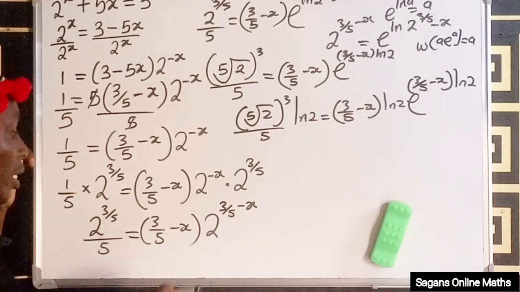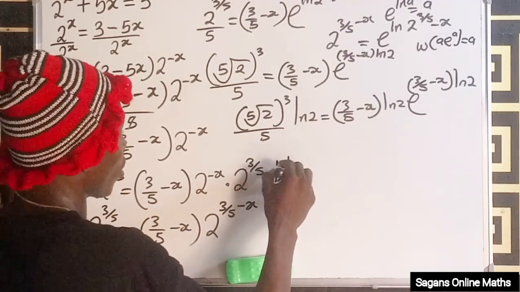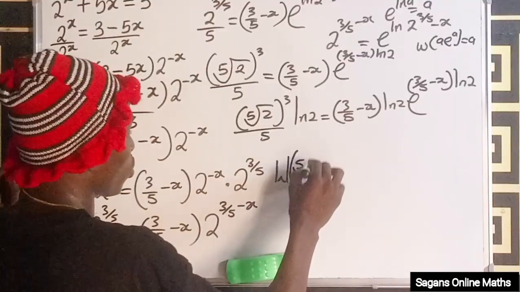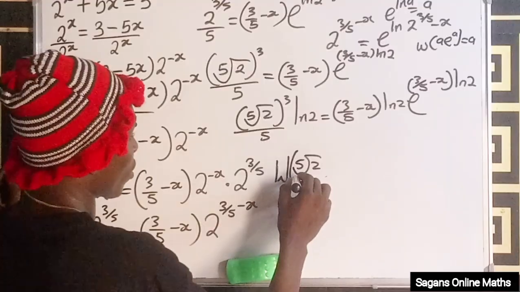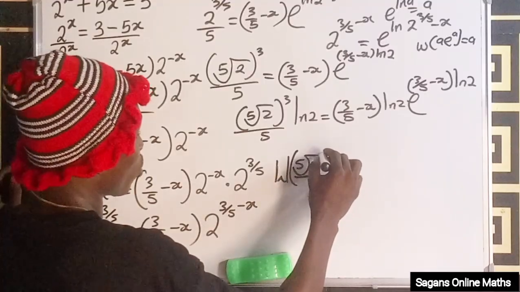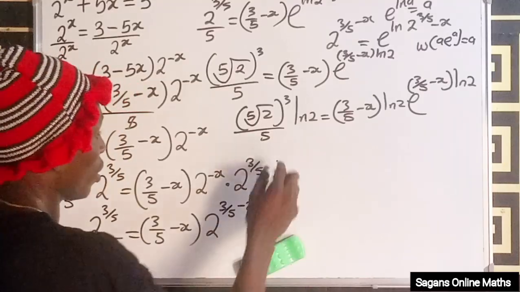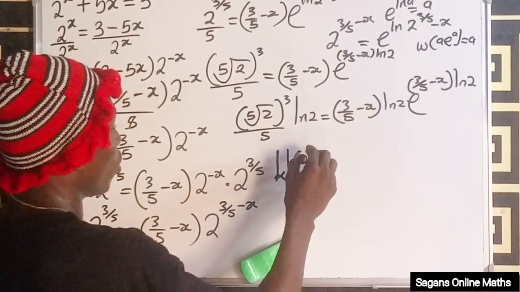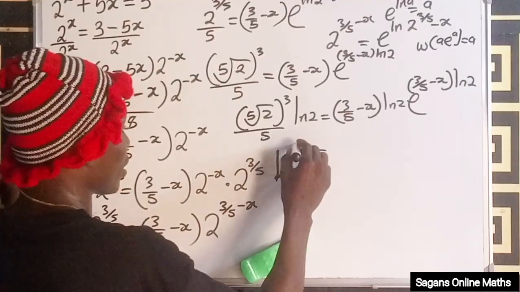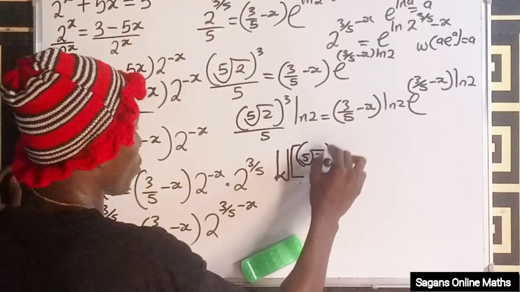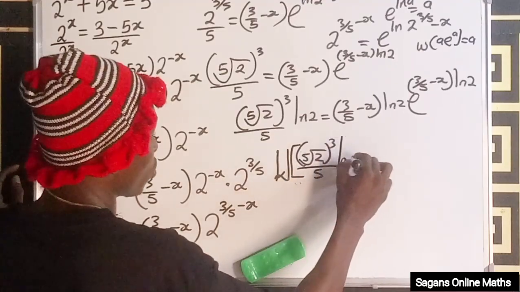Now by taking the W function of both sides, that means the W function of the fifth root of 2 divided by 5, then all to the power of, sorry, it's not all, let me write it properly please. The W function of the fifth root of 2, let me use brackets, then all to the power of 3, then divided by 5, right? That's the proper one. Then ln 2.